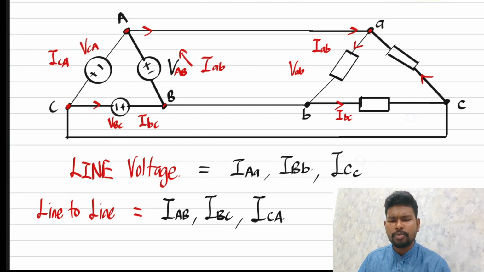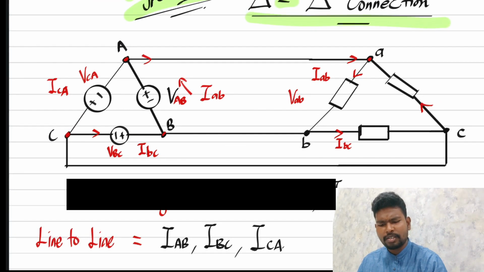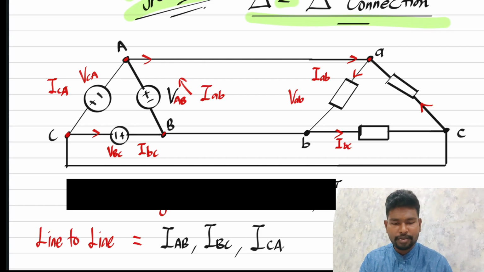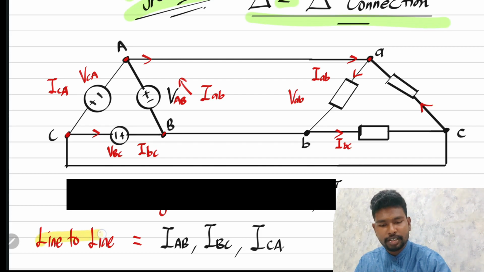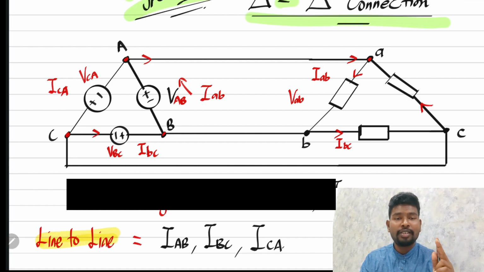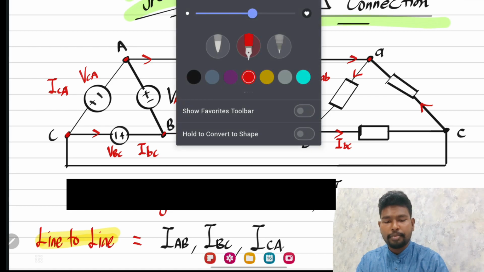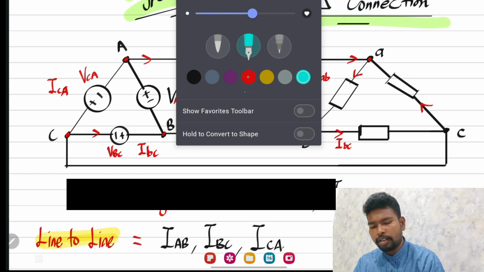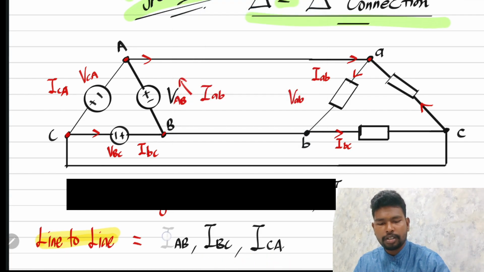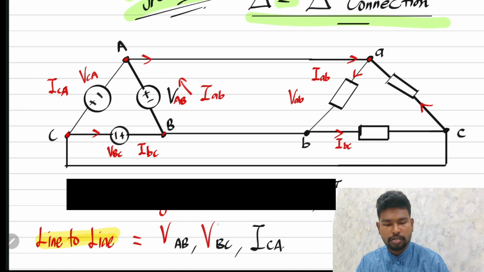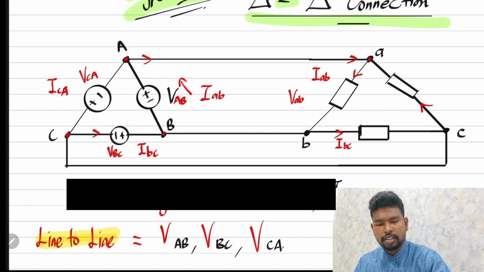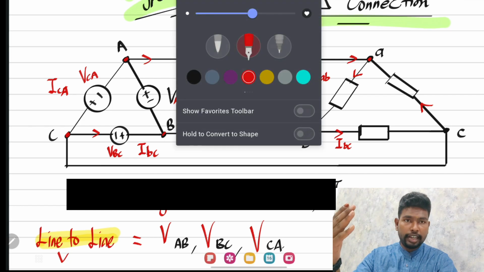Line-to-line voltage. What is line-to-line voltage? It sounds different, no? Right, there are two things, line-to-line voltage and also line-to-line current. But in this case we just cover line-to-line voltages. What is line-to-line voltage? It is the voltage drop between a line and another line.